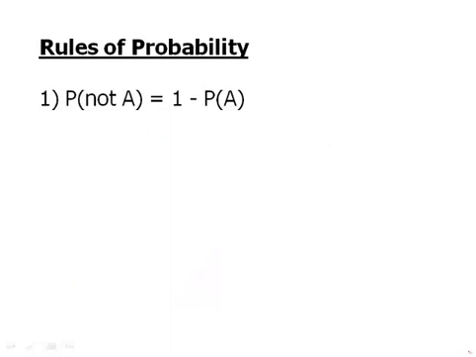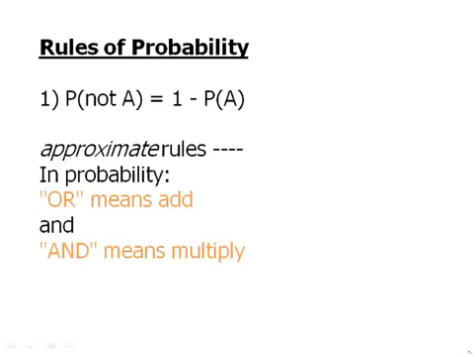We'll get to some more. I'll give you some general overview rules also. These are approximate rules. In probability, OR means add and AND means multiply. Now, if you were to stop learning probability right here and just stick with this, you'd do pretty well. You'd do okay. These rules are not exactly true. We're going to be clarifying them in the subsequent videos.